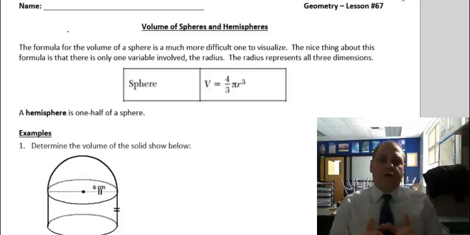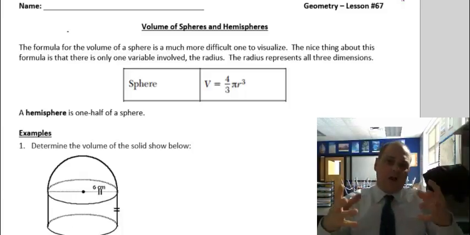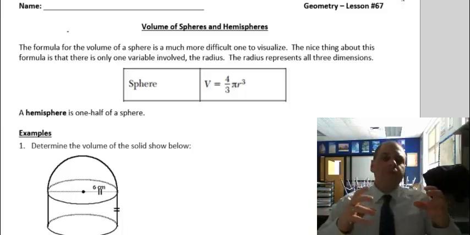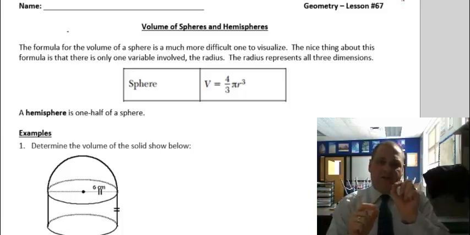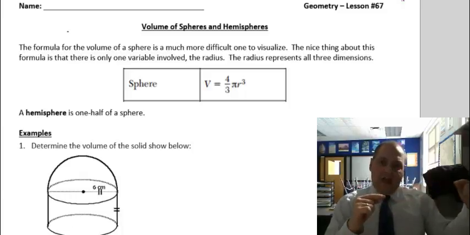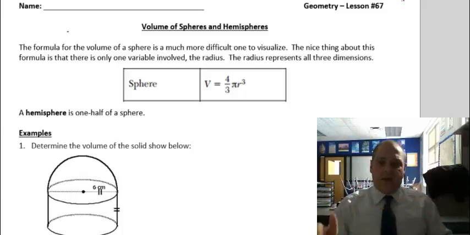It's 4/3 times pi times the radius cubed. We only have one dimension for a sphere. A sphere is like a ball shape. I think we all know what spheres are, volleyball, basketball, whatever, okay? But all there is is a radius. Think of the very middle, the inside of the sphere to the edge, to any edge. And that's the radius of the sphere. That's all we need.